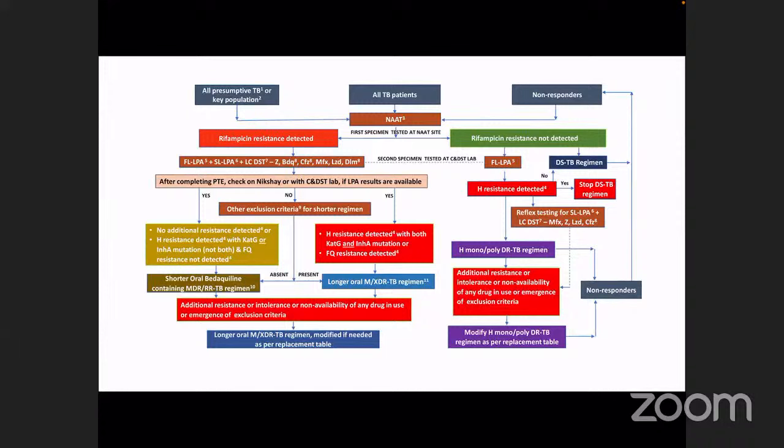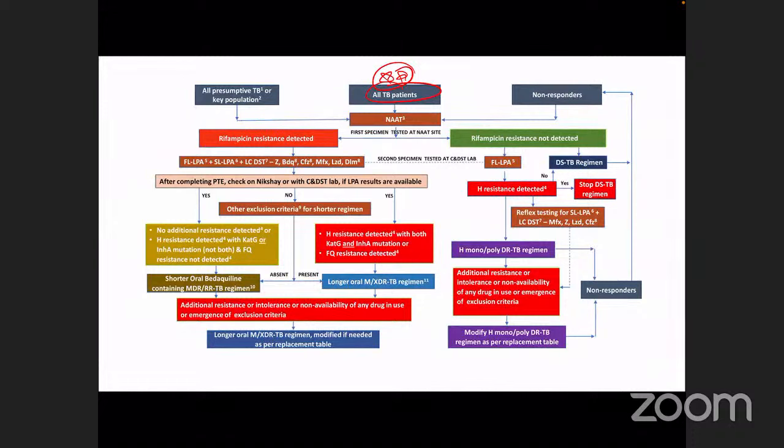For all TB patients, it has been started as a pilot in some areas. It is allowed to do CBNAT for all patients: positive, negative, key population, extrapulmonary, pulmonary. For all patients, you go for CBNAT testing. Though it is not always practical or possible, ideally you should always do it.